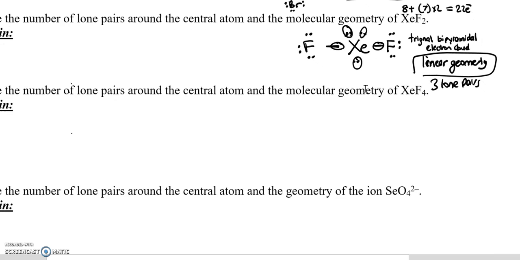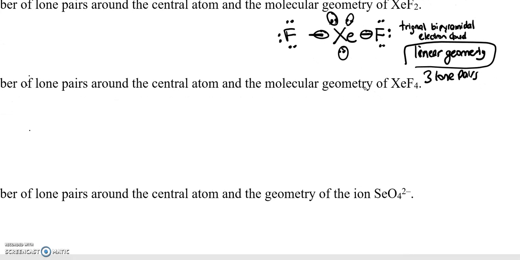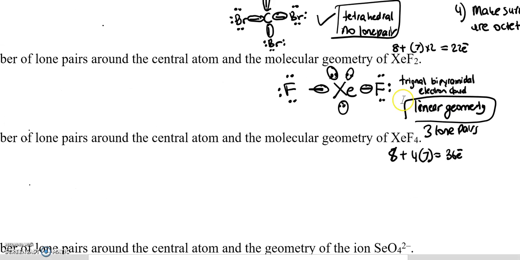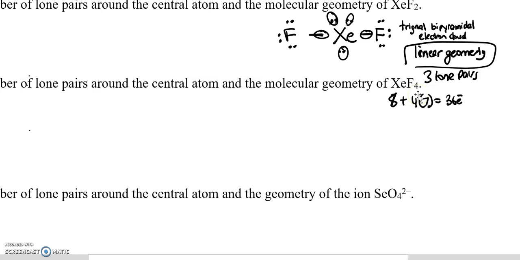So let's work on xenon tetrafluoride. We are going to do the same thing. We got 8 valence electrons for xenon, and then 4 times 7 is going to be 28, plus 8 is going to be 36 electrons in total, right?